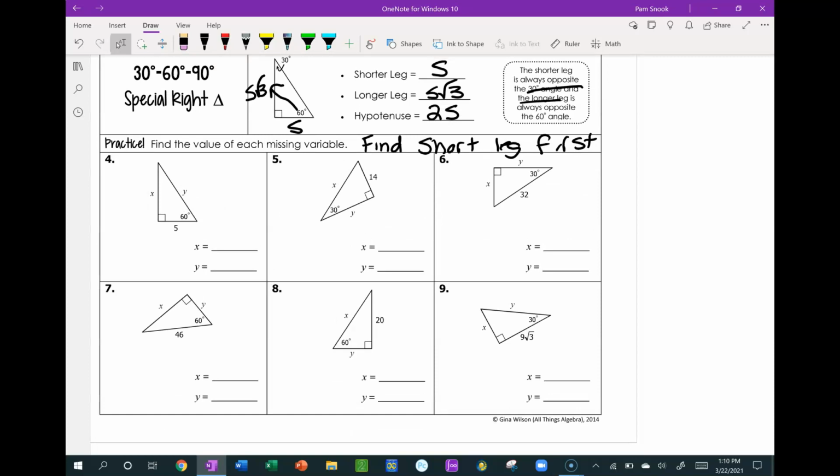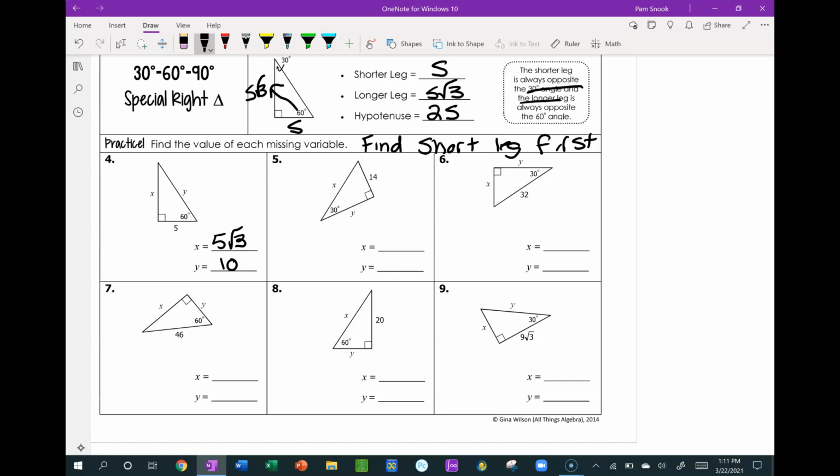So on number 4, I'm given the short leg is 5. X is long leg, so I'm going to do 5 times root 3. Y is the hypotenuse, so 5 times 2 is 10. Done. There's no work to show. Now let's take a look at number 5.